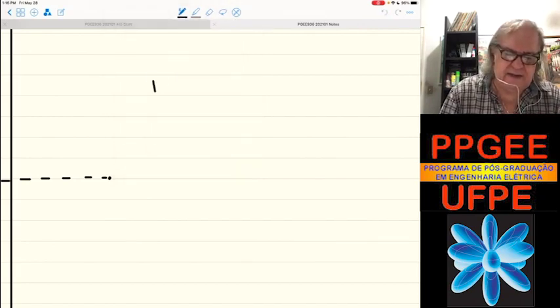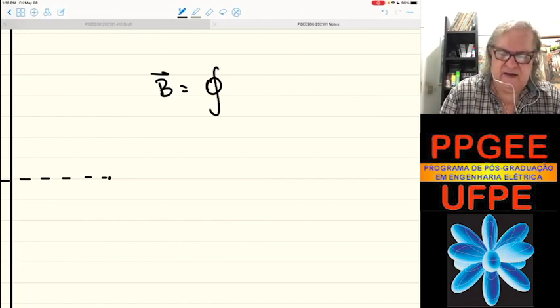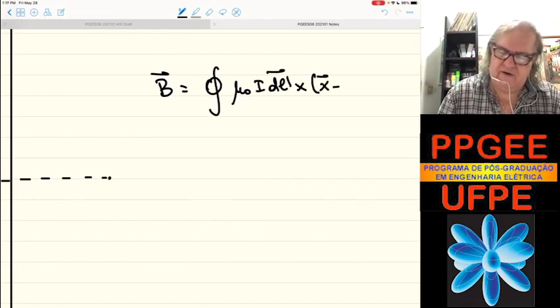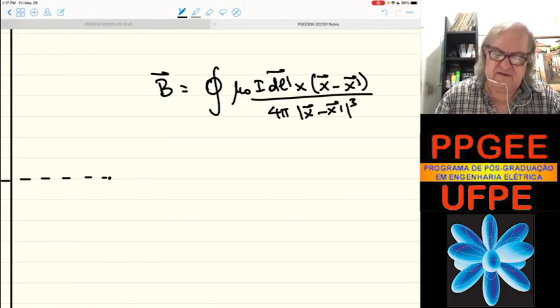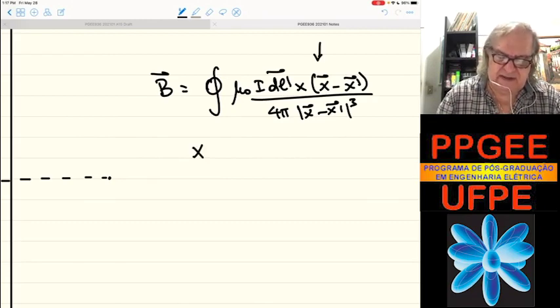We're going to drop the index. Now it's going to be something like this: B equals the integral of... this is the formula for the field of a loop, okay? That's Biot-Savart's law. So to calculate the field, we have to identify what is x, what is x prime, and how to represent the L prime.